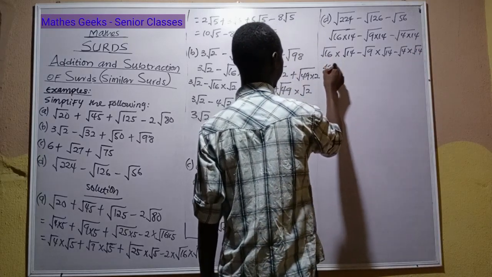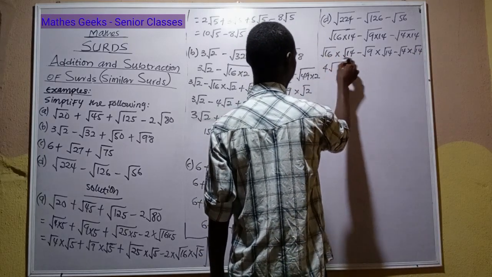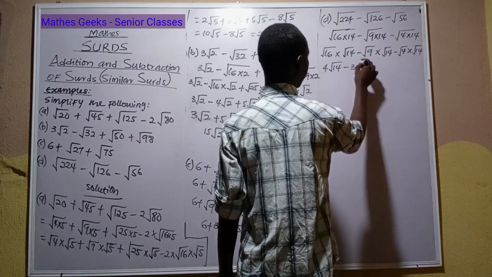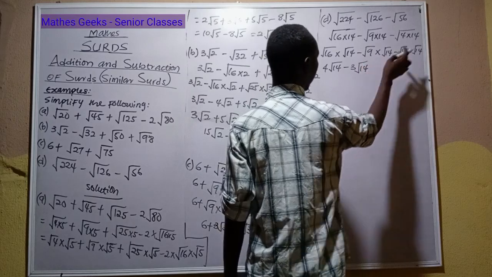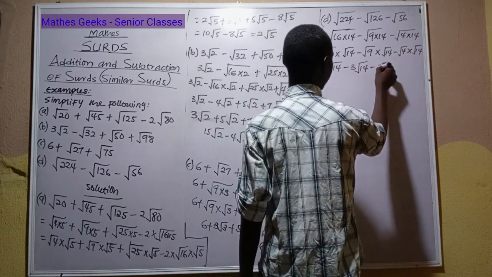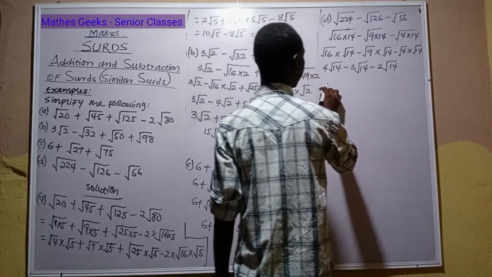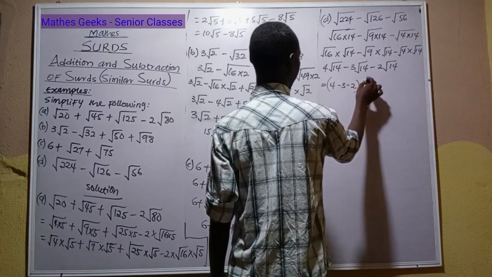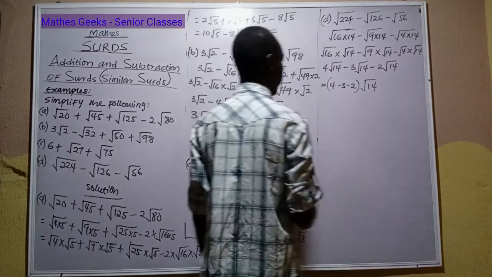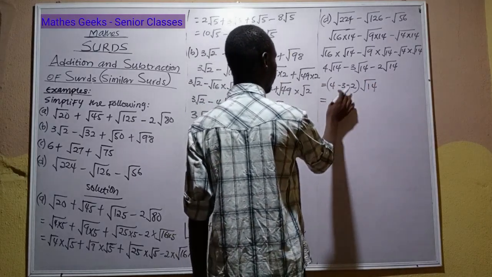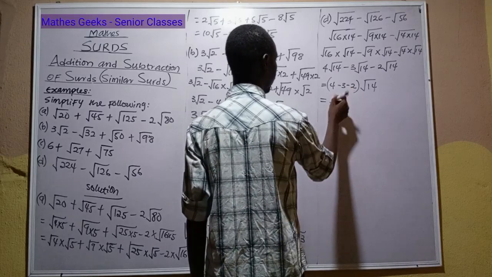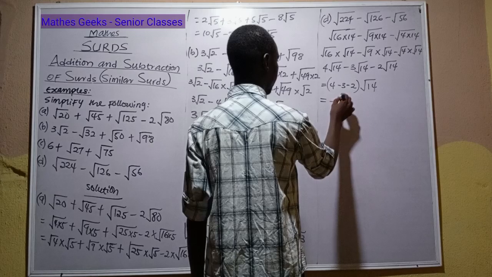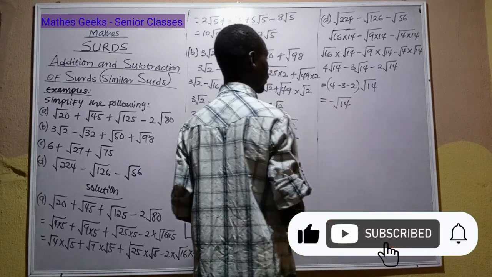Root 16 is 4, so 4 root 14, minus root 9 is 3, so 3 root 14, minus root 4 is 2, so 2 root 14. So this will give us 4 minus 3 minus 2, multiplied by root 14. 4 minus 3 is 1, 1 minus 2 will give us minus 1. And since it's 1, we're not going to write that, so it will give us minus root 14. So final answer.